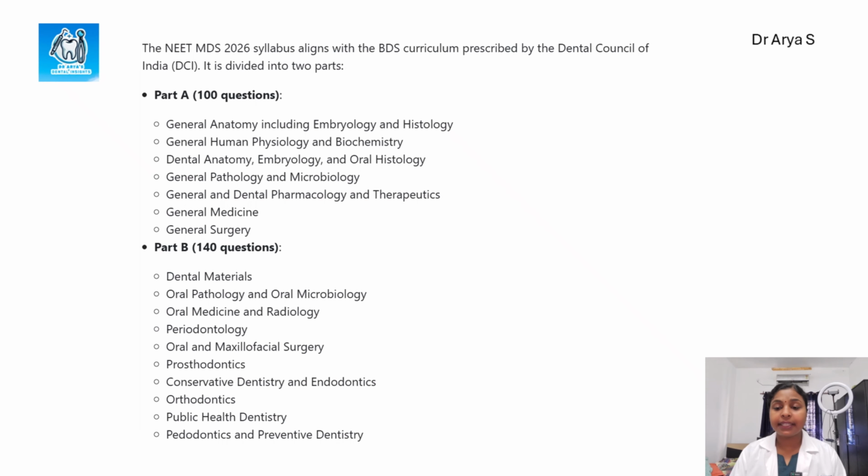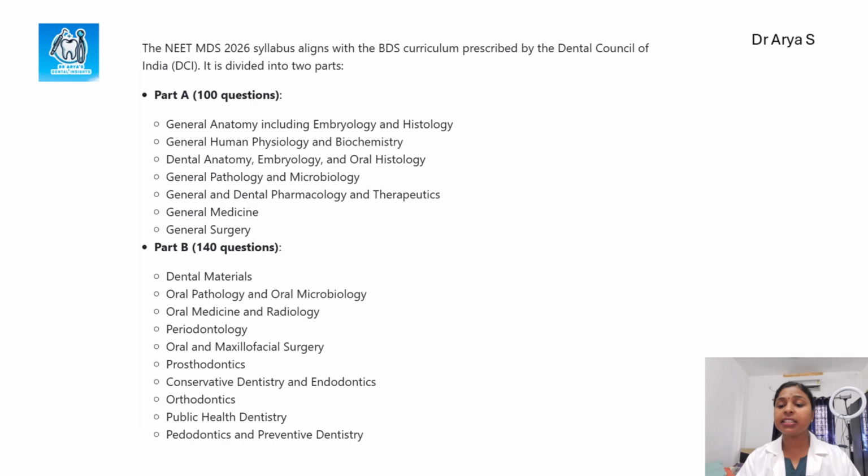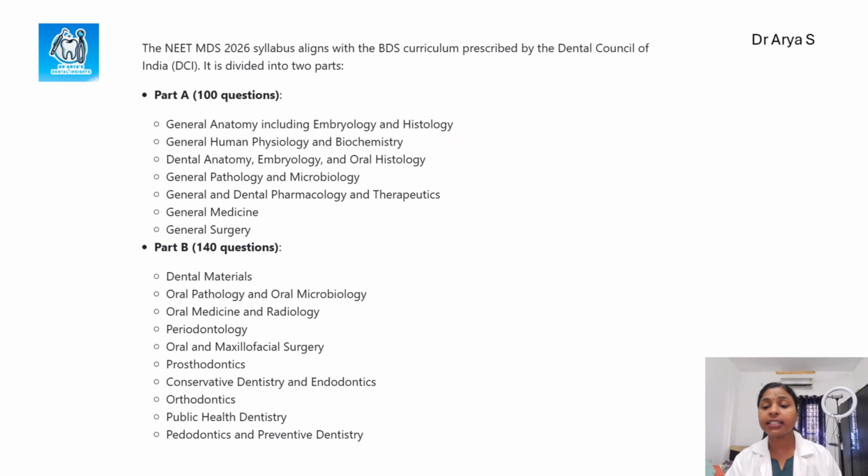So this is the NEET MDS 2026 syllabus. It aligns with the BDS curriculum prescribed by the Dental Council of India, and it is divided into 2 parts. Part A consists of 100 questions: general anatomy, physiology, biochemistry, dental anatomy and oral histology, pathology, microbiology, pharmacology, general medicine, general surgery. In part B, it is 140 questions: dental materials, oral pathology, oral medicine and radiology, periodontology, oral and maxillofacial surgery, prosthodontics, conservative dentistry and endodontics, orthodontics, public health dentistry, pedodontics and preventive dentistry.